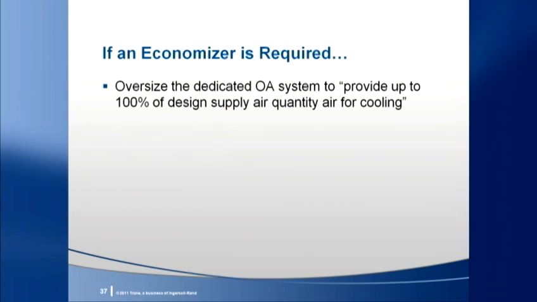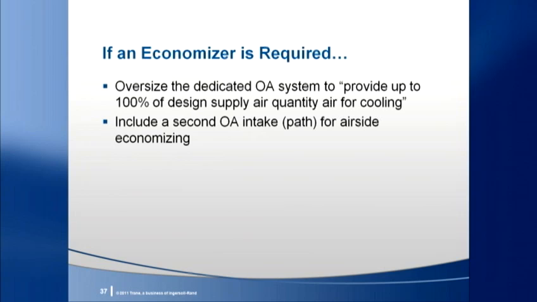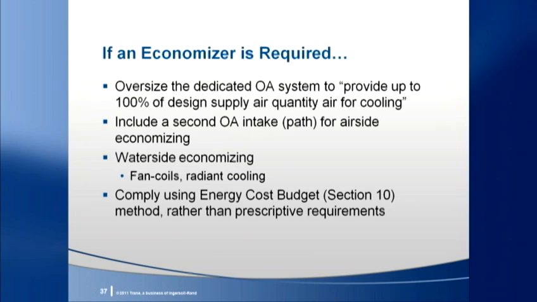If an economizer is required, a designer can select from a number of potential system configurations. First, the dedicated outdoor air system could be oversized to allow for the extra CFM. Second, an additional air path may be created to deliver 100% airflow for economizing. Both of these may be pricey options. Third, for fan coils or radiant cooling, a water side economizer back at the chiller plant may be the easiest answer. And fourth, one could use the energy cost budget method rather than follow the prescriptive requirements of 90.1.